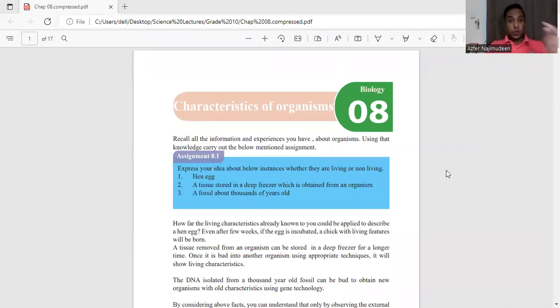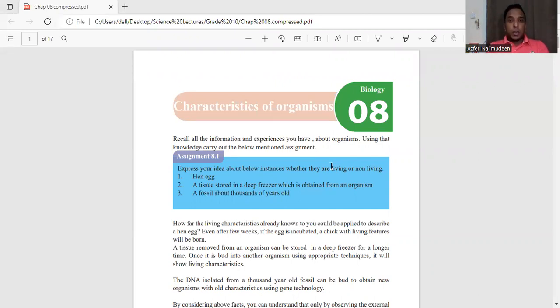Yes, good evening, students. So today we are going to discuss the grade 10 science chapter number 8, that is characteristics of organisms. So in this, first of all, I would like to explain. Now here, this characteristic of organism means there are two types of organisms. Number one, you have the living organisms as well as the non-living organisms.